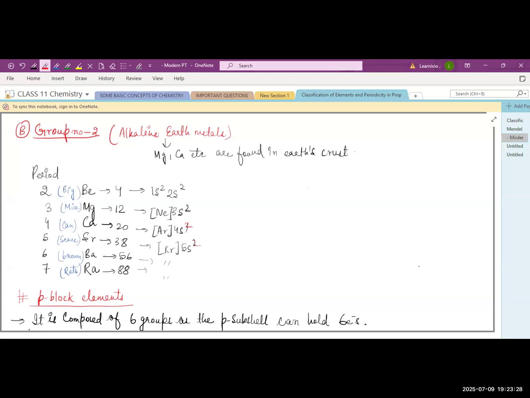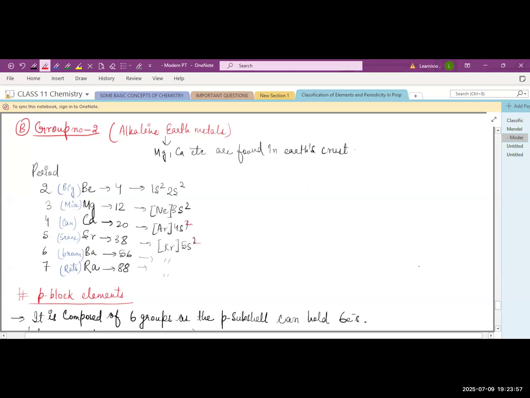Their oxides and hydroxides are alkaline in nature, which means they're basic in nature. And their oxides are found in the earth crust, right? That's why they are known as alkaline earth metals. Magnesium, calcium, their oxides are basically found in the earth crust. That's why they are known as alkaline earth metals.